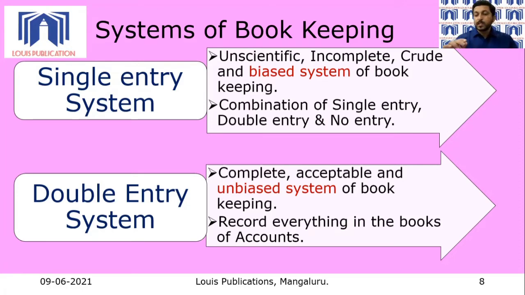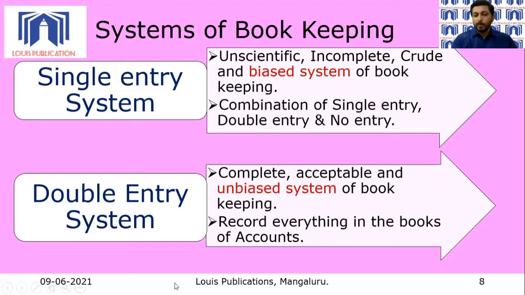So it is the business person who decides what to record and what not to record in case of single entry system of bookkeeping. But when it comes to a double entry system of bookkeeping, it is a complete system. It is universally acceptable by all businesses, whether small or big. And it is an unbiased system of accounting, we say.